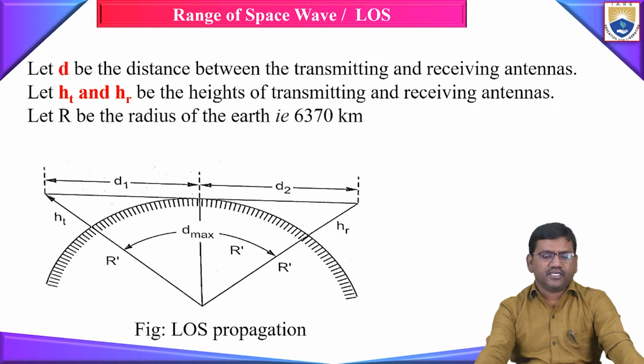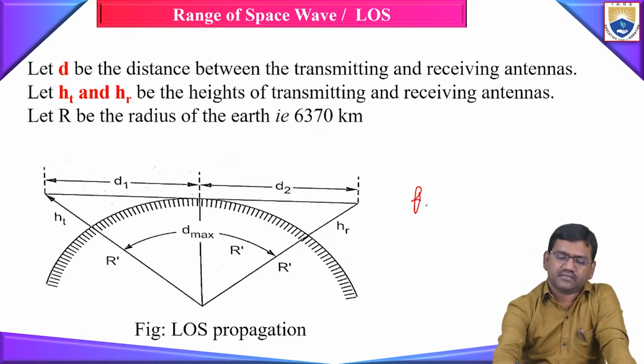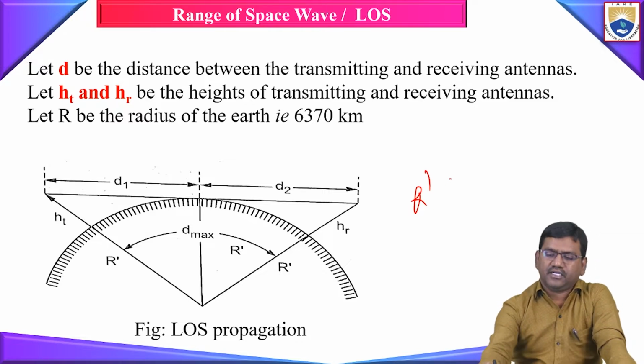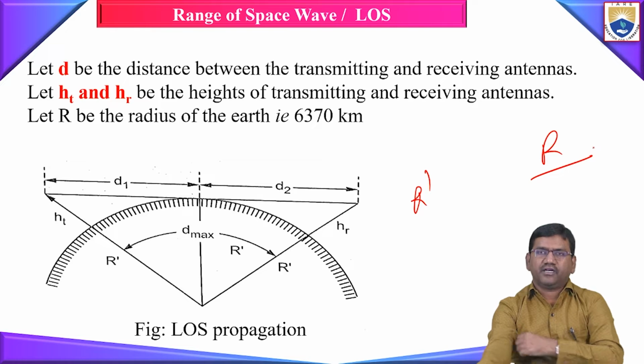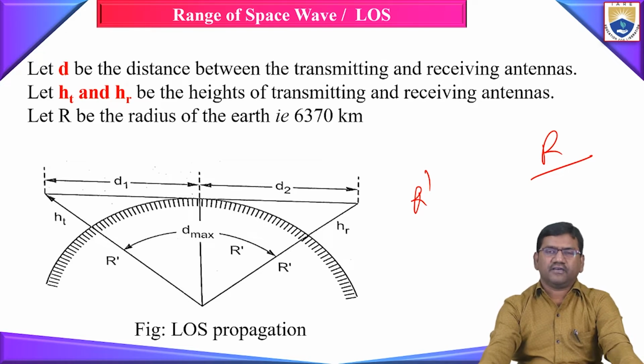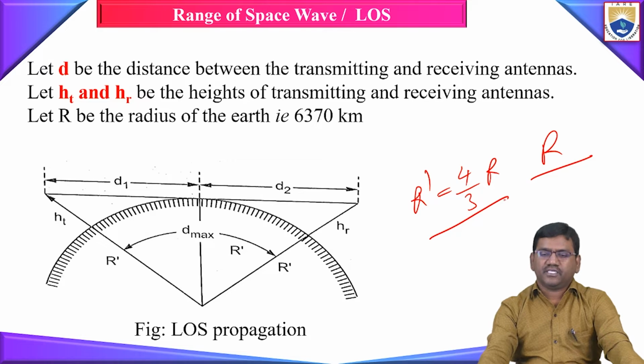Let us see the figure here. There is a radius of curvature R dash. R represents the actual radius of the Earth, and R dash represents the radius when the Earth is curved. So R dash is equal to 4 by 3 into R, which we need to remember.